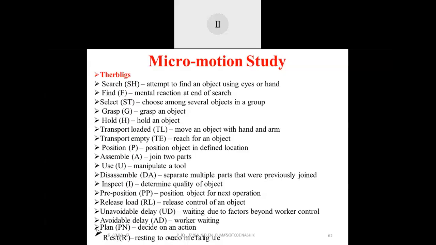Previously we may have joined two or three parts, and for a particular purpose we need to separate them. Then inspect: determine the quality of the object. We inspect and analyze to determine the quality of that object. Preposition: position the object for the next operation. Before starting the operation, we keep our object in a particular position. Then release load: release control of an object. Suppose in the lathe machine we are giving some load and holding it using a chuck. After the operation is over, we need to release that load, meaning we are releasing control over the object.